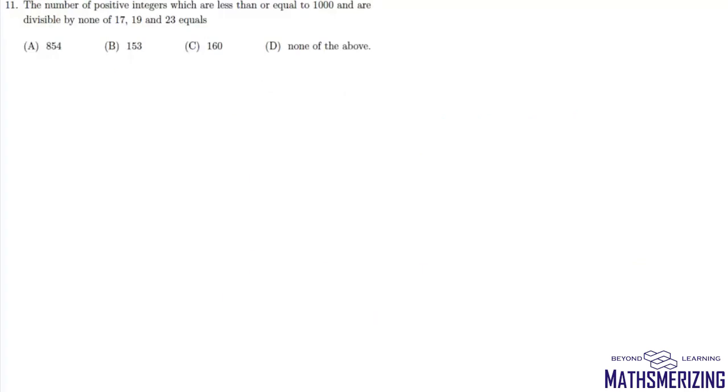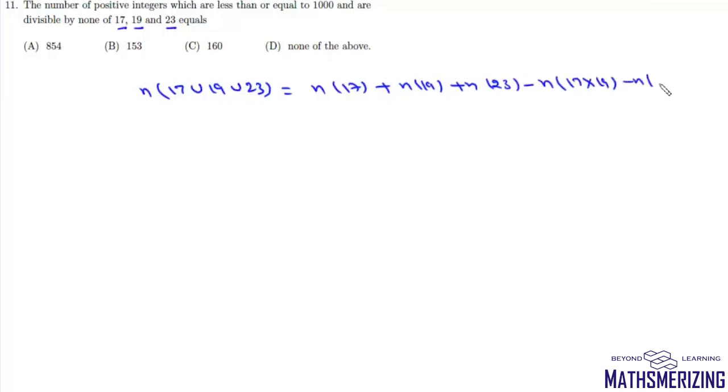Now question number 11 is: the number of positive integers which are less than or equal to 1000 and are divisible by none of 17, 19 and 23. So we'll find the number of all the numbers which are divisible by either 17 or 19 or 23. So we'll get this number as n(17), the number divisible by 17, plus the number divisible by 19, plus the number divisible by 23, minus the numbers divisible by 17 into 19, 19 into 23, minus numbers divisible by 17 into 23, plus the numbers divisible by all three of them, 17 and 19 and 23.